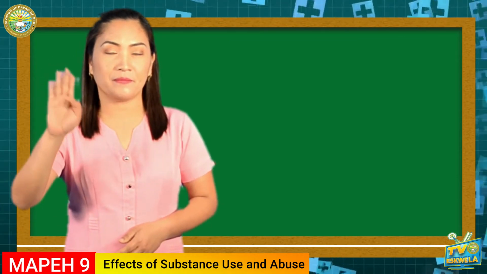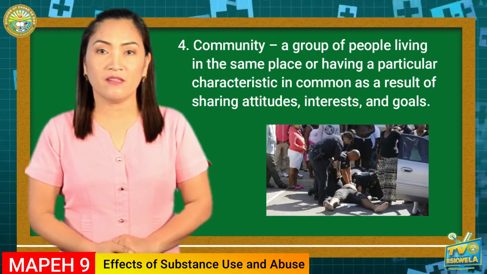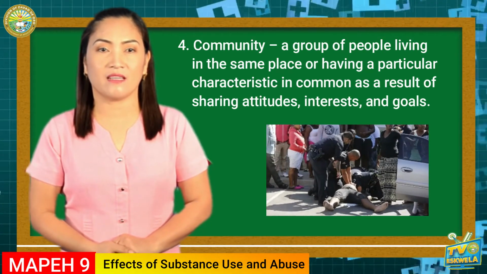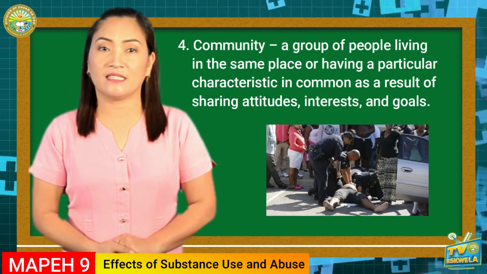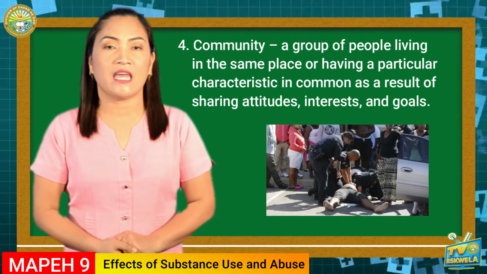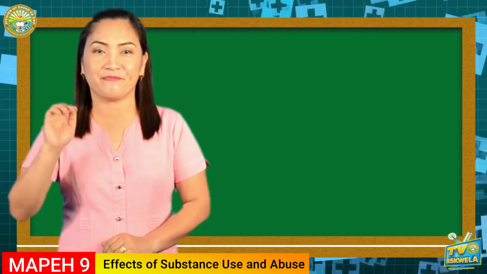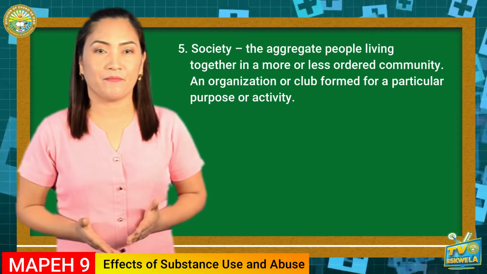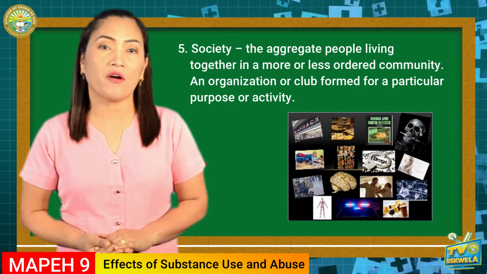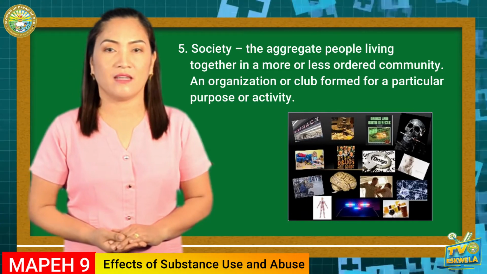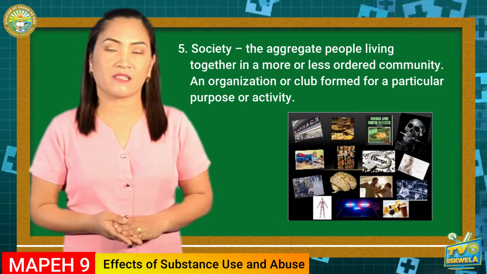Number 4, community. A group of people living in the same place or having particular characteristics in common as a result of sharing attitudes, interests, and goals. Number 5, society. The aggregate of people living together in a more or less ordered community. An organization or club formed for a particular purpose or activity.